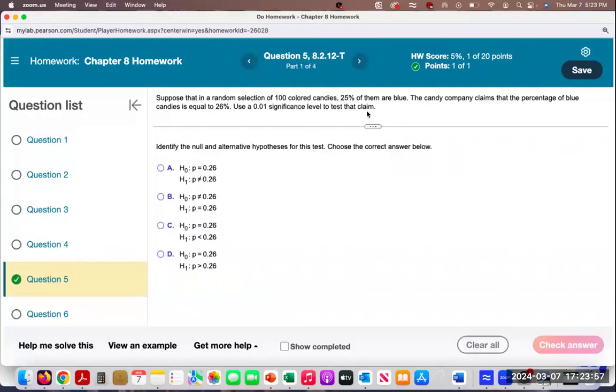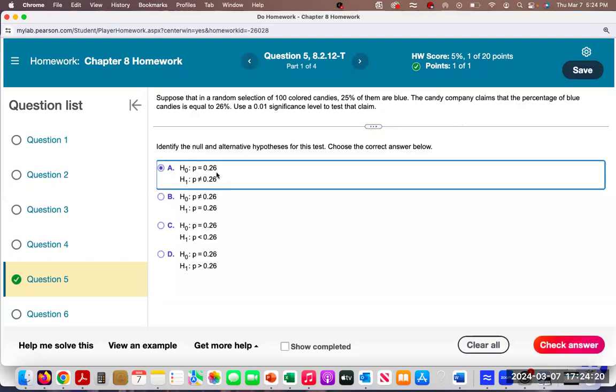So the null hypothesis is a statement that the value of a population parameter is equal to something, and then the alternate hypothesis is a statement that the parameter has a value that somehow differs from the null hypothesis. So here the claim is that the percentage of blue candies is equal to 26%. So the null hypothesis is equal to 26%, and the alternate hypothesis is going to be not equal to 26%.